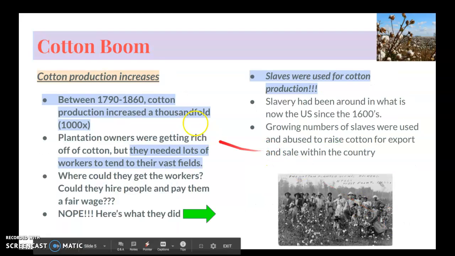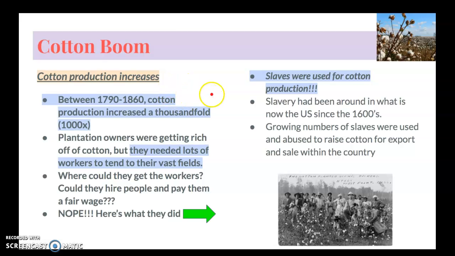All right. So cotton production increases. Between 1790 and 1860, that's 70 years, which is not really that much time, cotton production increased 1,000-fold. That means it went up 1,000 times. To put that in perspective, if in 1790 you could produce 1 bale of cotton a year, 70 years later in 1860 you could produce 1,000 bales, or you did.